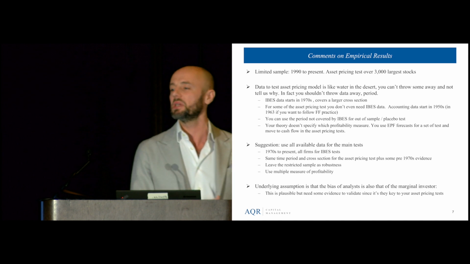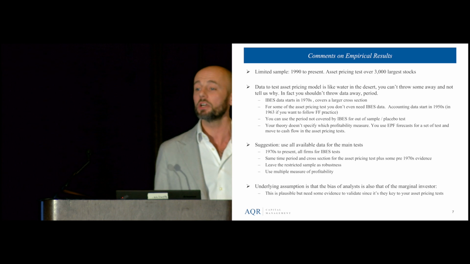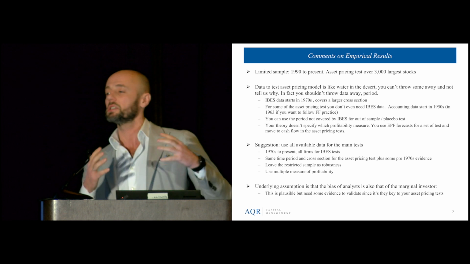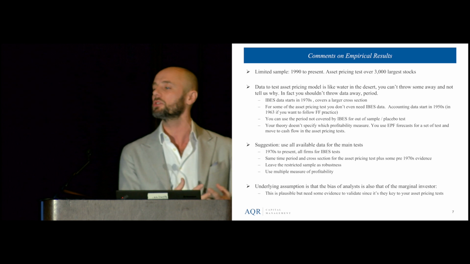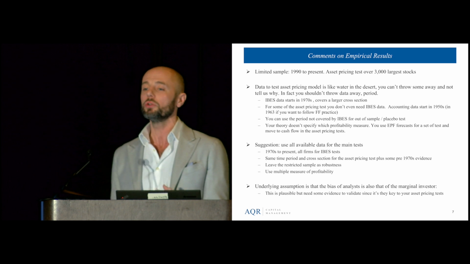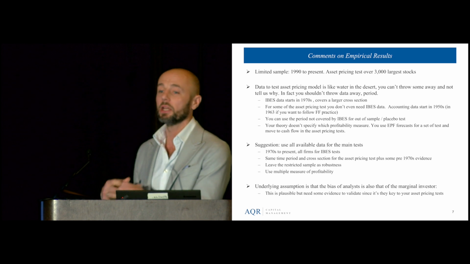IBES data starts in the mid-70s. It covers a larger cross-section. Accounting data starts in the 50s. Again, you don't need expectation data for all of your tests, but you should use it all. You can't throw it away and not tell us why.